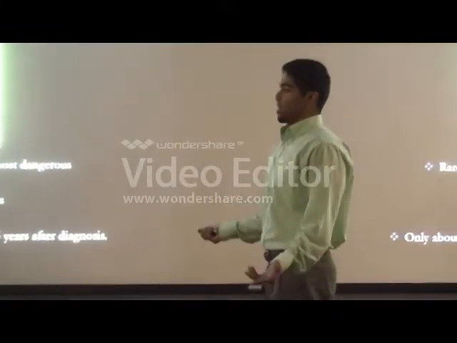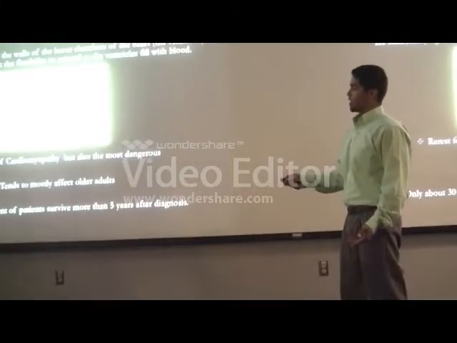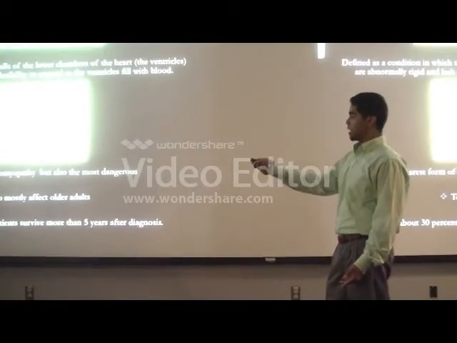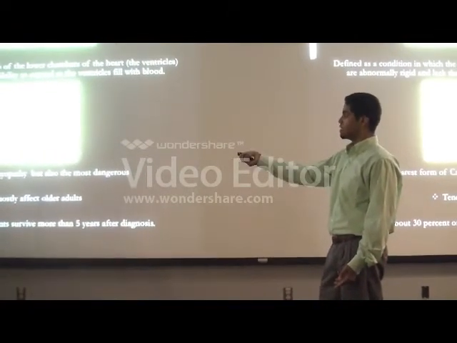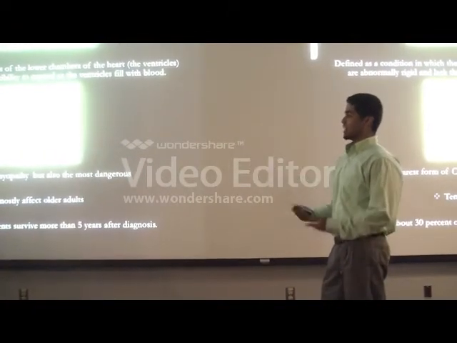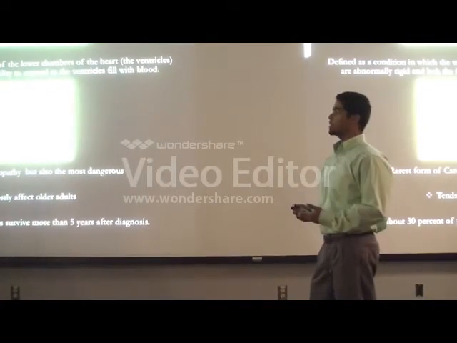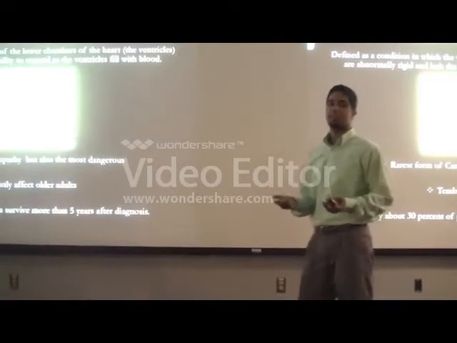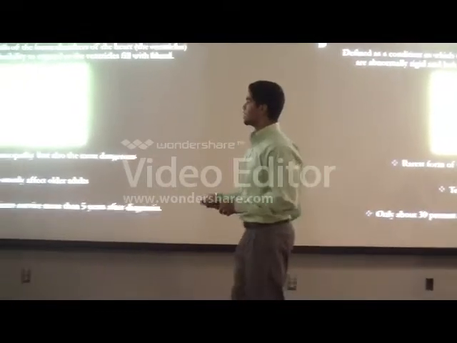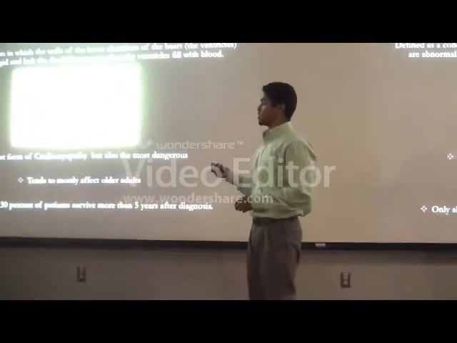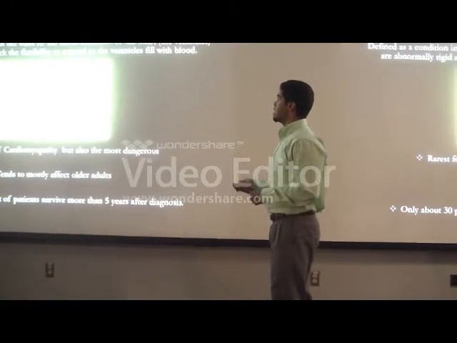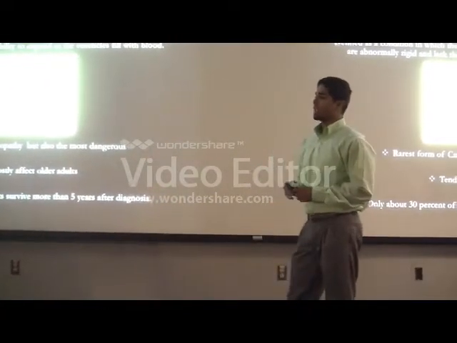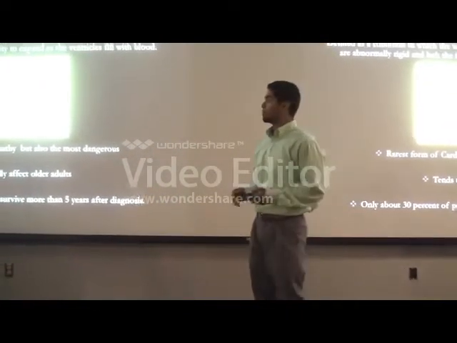What is restrictive cardiomyopathy? Well, here's a picture right here. A normal heart is on the left. It's not necessarily thickened like hypertrophic is, but it's stiff and rigid, so the ventricle's ability to fill with blood is inhibited. That's basically what restrictive cardiomyopathy is. The basis of it is the ventricles are stiff and rigid, and that inhibits the heart's ability to fill with blood.